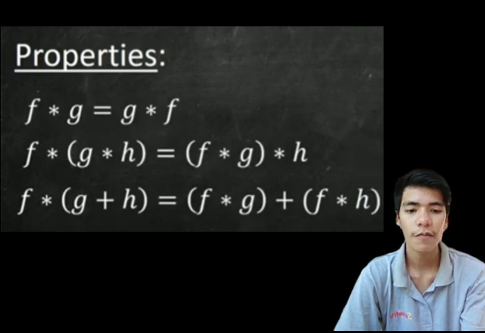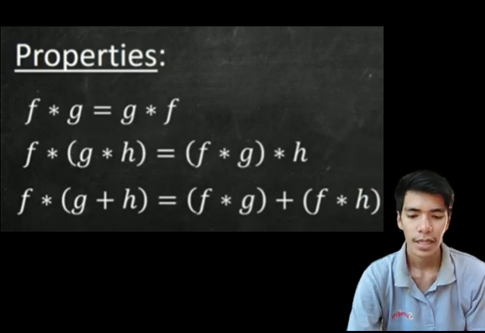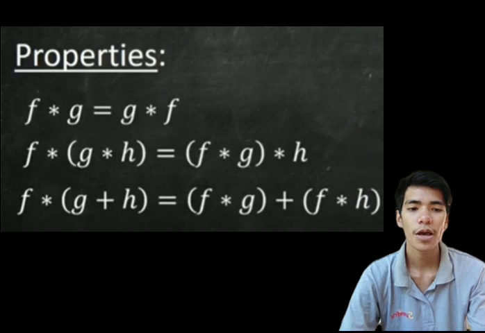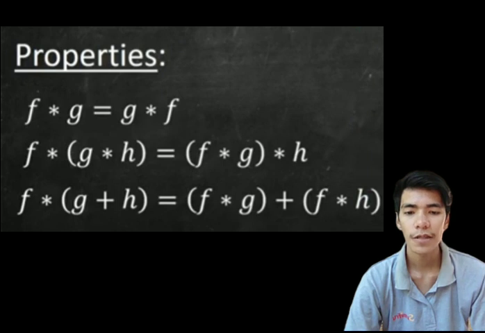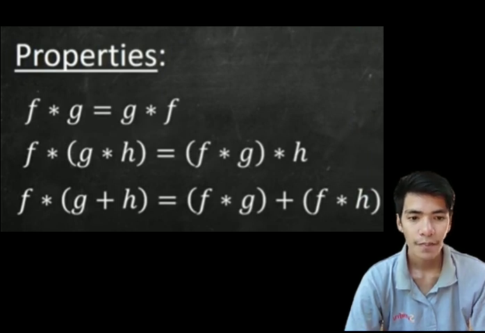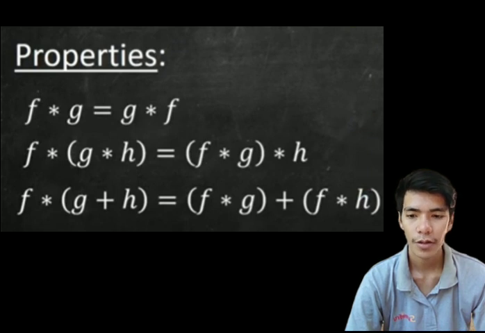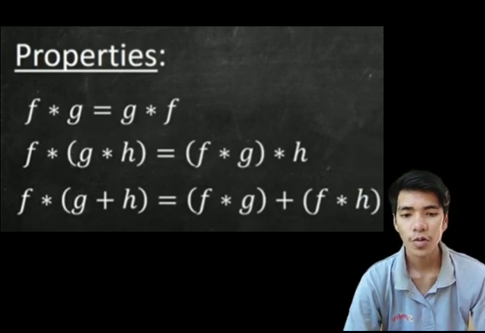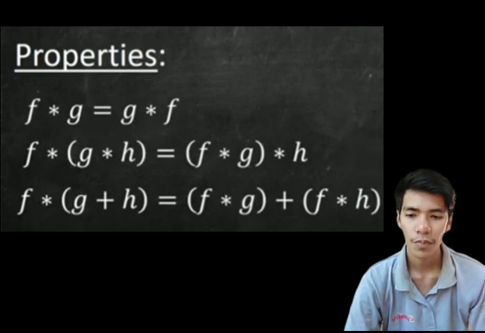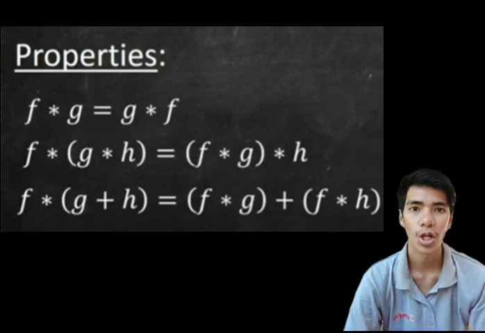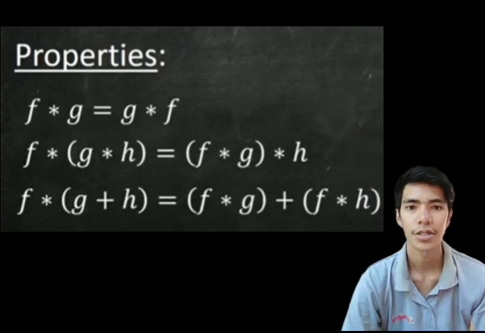The second one is an associativity property: the convolution of f with the convolution of g and h is the same thing as the convolution of f and g, and then you take the convolution of that with h. And then finally, we also have a distributivity property, which is that convolution and normal addition of functions also play together. If you take the convolution of f over the addition of g and h, you get the convolution of f with g, plus the convolution of f with h.